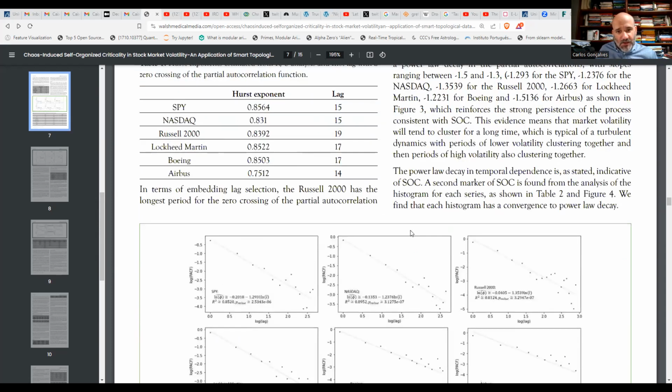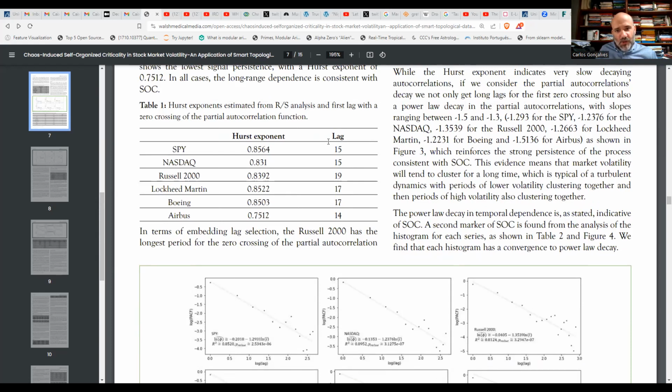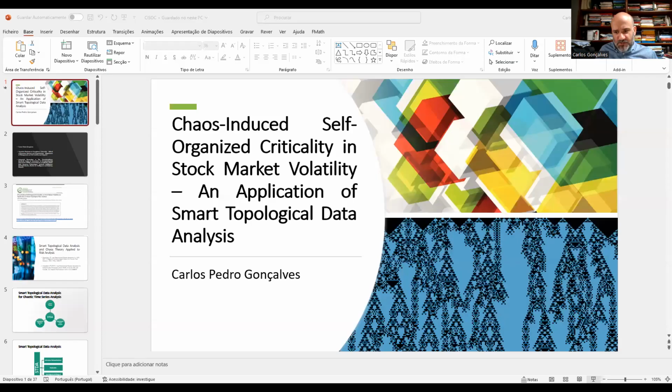And this is very relevant. The zero crossing of these partial autocorrelations is very long. So you have 15 lags for the SPY, the Nasdaq, 19 lags for the Russell 2000 index, 17 lags for Lockheed Martin, 17 lags for Boeing, and 14 lags for Airbus. The aeronautical companies' data is particularly relevant because it was strongly hit by COVID-19. But we can see that the turbulence is a general turbulence, and it follows this process in general. So I'm returning now to the presentation.